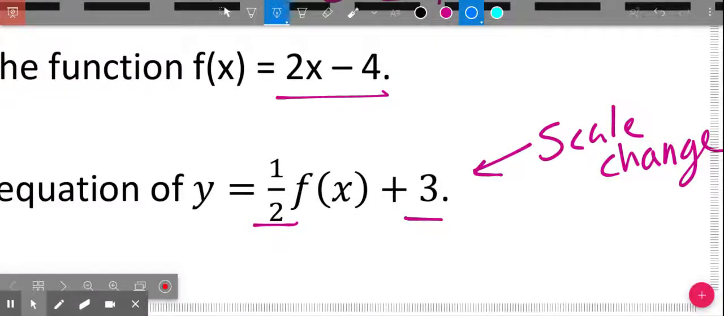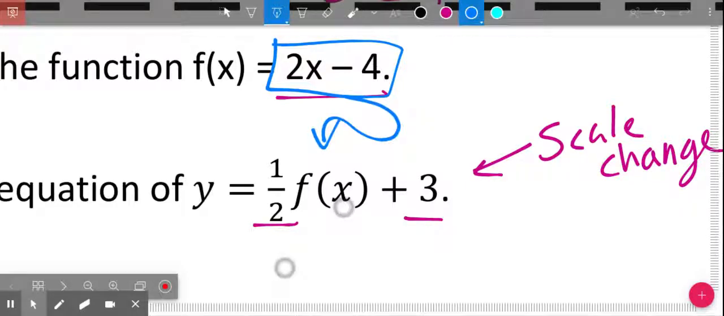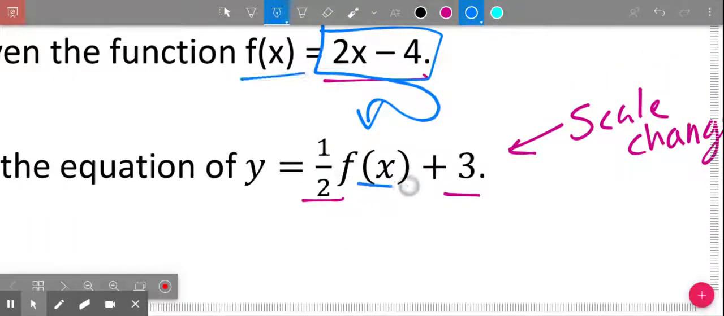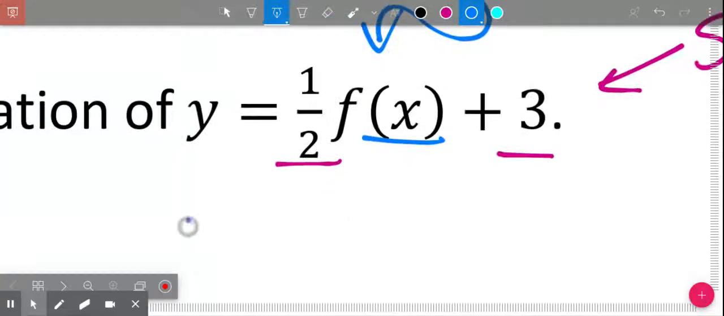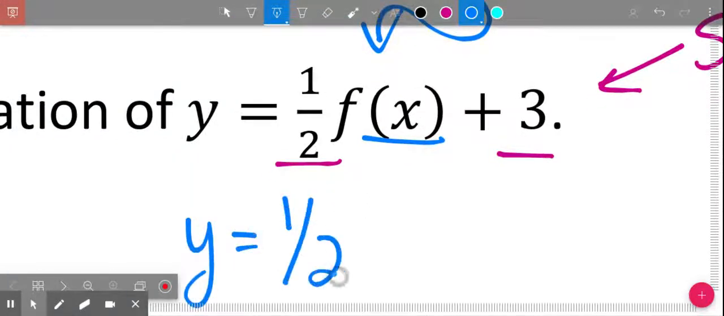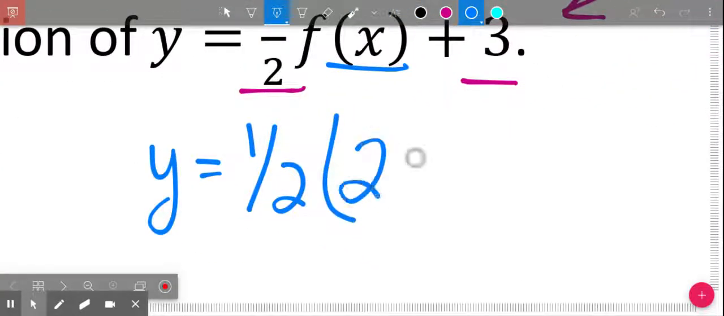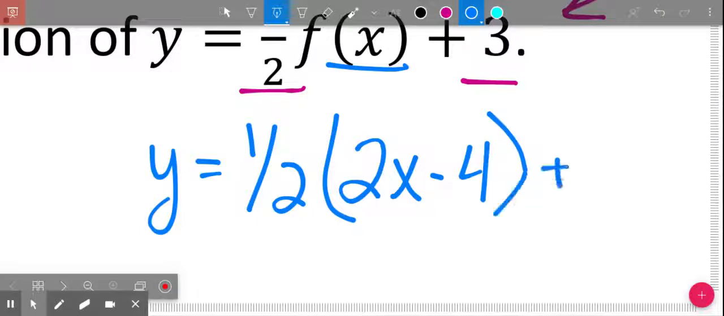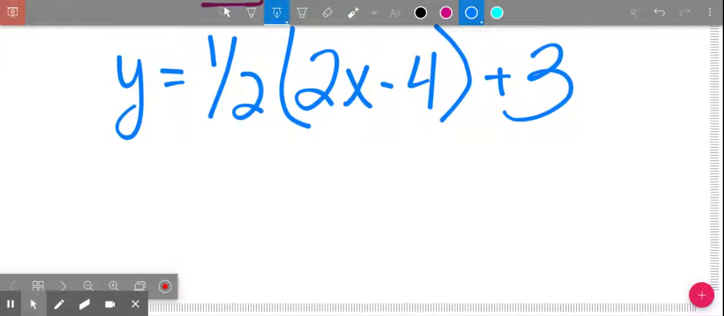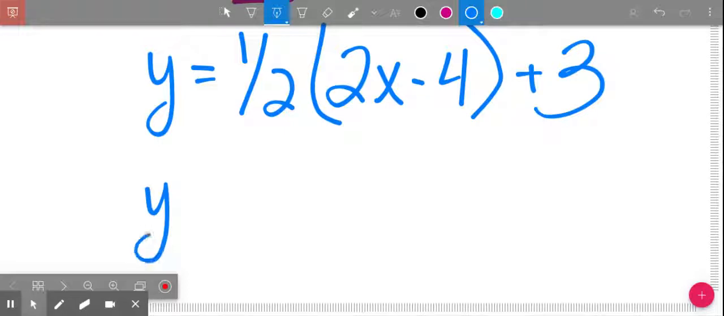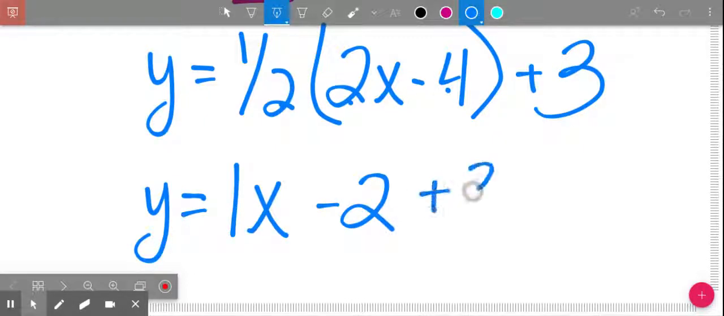To do this, we're going to take our entire function, the 2x minus 4, and plug it in for the f of x, because those match, and apply our scale change. So we're going to have y equals 1/2, and instead of f of x it becomes 2x minus 4, and then plus 3. Now, anytime we have something in front of the parentheses, we're going to distribute. So half of 2 gives me 1x, and half of negative 4 gives me negative 2, and I just bring down the plus 3.